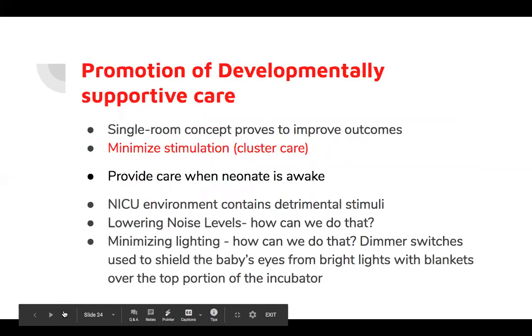Promotion of developmentally supportive care. So the key to this is minimizing care, clustering the care, keeping the area quiet, keeping the distractions decreased to a minimal, keeping the lights dim, protecting the baby's eyes from the bright lights, especially if they're really premature.